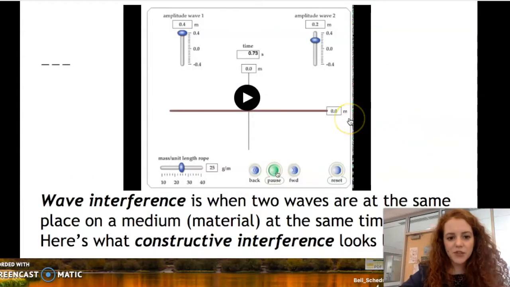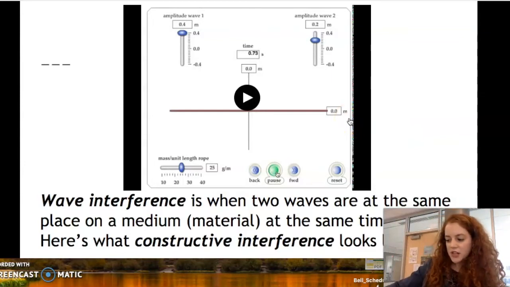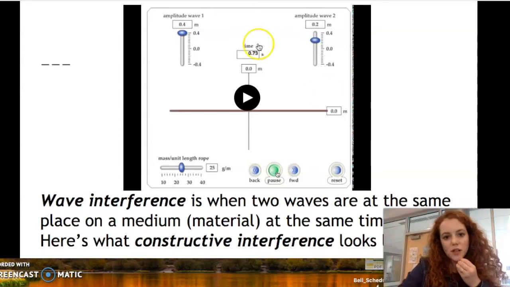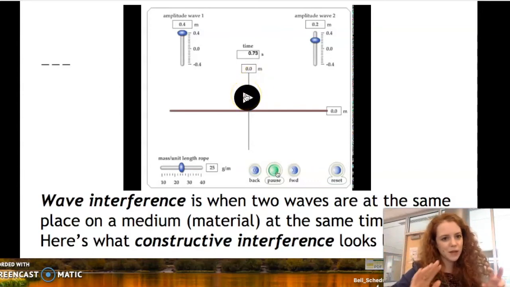And this is a principle of interference. So if you look at our first page, there's constructive interference and there's destructive interference in your packet. And so I'm going to show you what constructive interference actually looks like. There's a picture here, but I feel like sometimes the picture is kind of confusing. It's better to watch it on video.